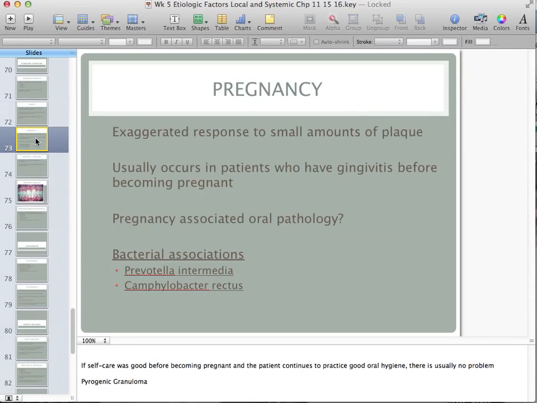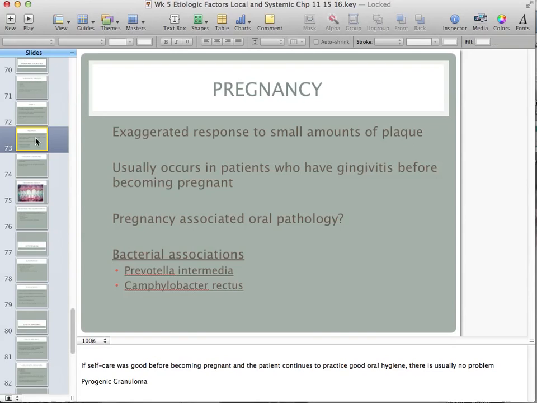Pregnancy. Pregnancy is an exaggerated response to small amounts of plaque. So when you're pregnant, your hormones are really crazy and wild, and the gums become hypersensitive to the smallest little bit of plaque. It usually occurs in patients who have gingivitis before becoming pregnant. So basically, if your oral hygiene was good before being pregnant, and you continue to practice good oral hygiene, there usually isn't a problem. You usually don't see these hypersensitive reactions to biofilm.